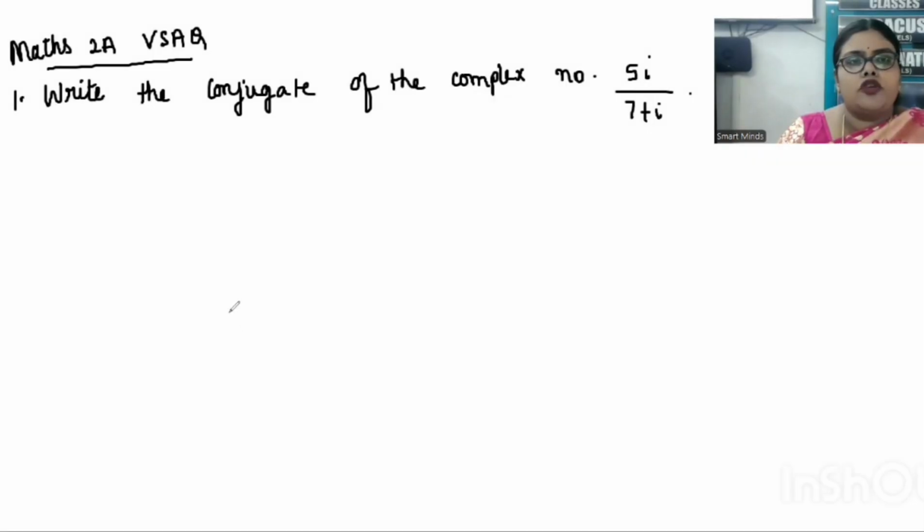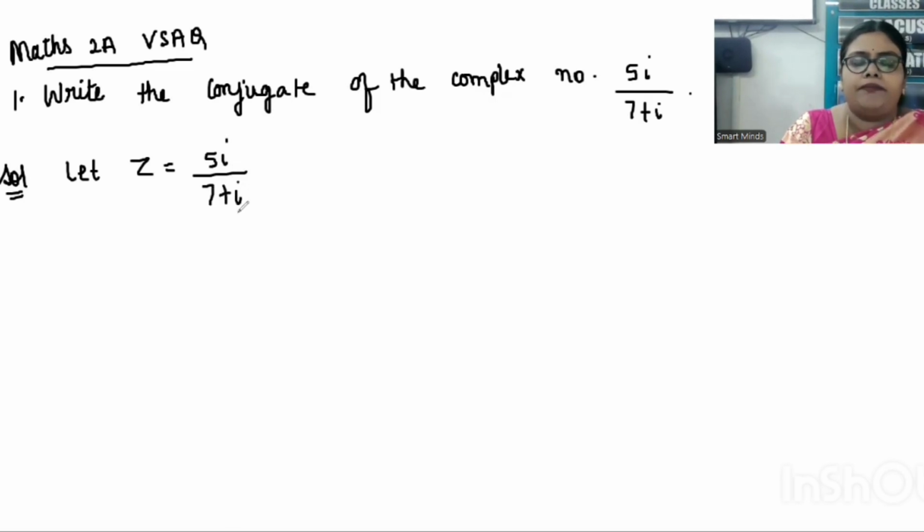Today we are going to solve all the important VSAQs of Maths 2A. So take the first question: write the conjugate of the complex number 5i by 7 plus i. So let's see how we begin. Let z is equal to 5i by 7 plus i.